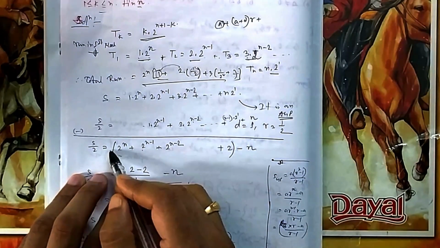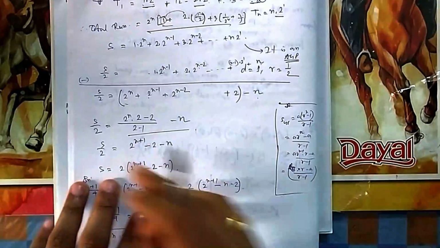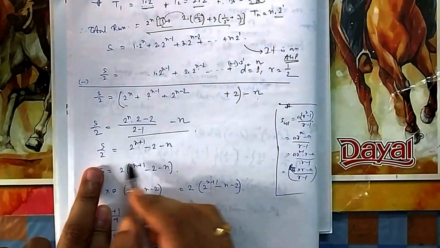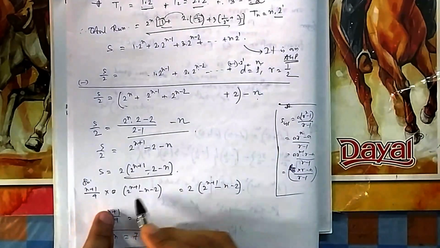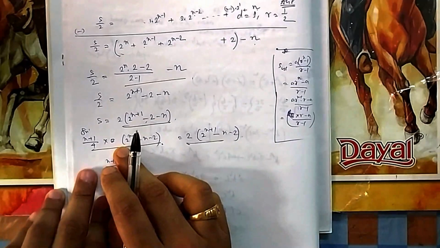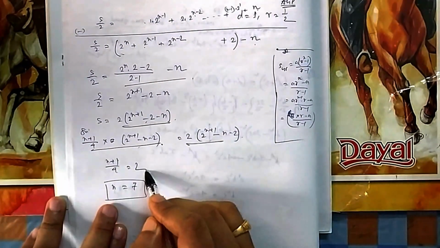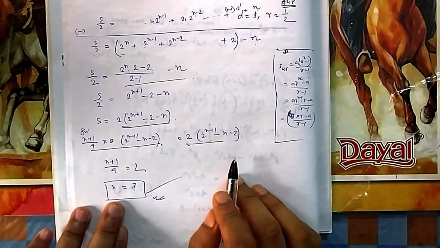Otherwise the common difference d you have to take common. Similarly the last term will be n, that will be minus n. So this is your s by 2 if you subtract. So your s will be equal to 2 into this. Now this is given as this one. Whatever you have calculated, they have given already this. So if you remove these two, then you can find n plus 1 by 4 is equal to 2, that is n equal to 7.